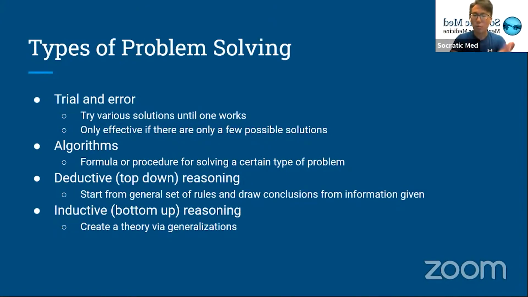But most of the time you won't have that either. So we would have to use the next two, deductive or inductive reasoning. Deductive reasoning, also known as top-down reasoning, is when you start from a general set of rules and you work your way down. You take what you learned in the past, everything you know about this problem, and you use that to draw conclusions on the problem that you're given.